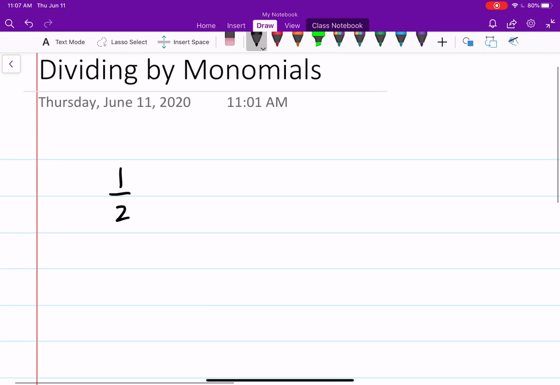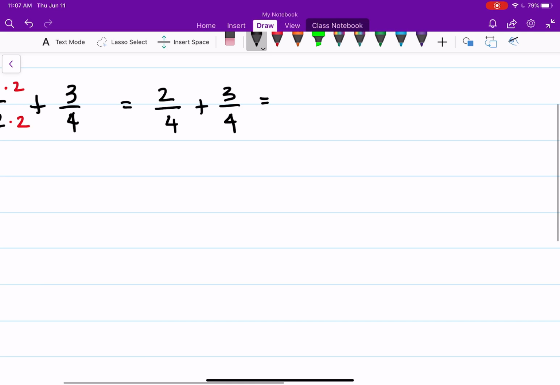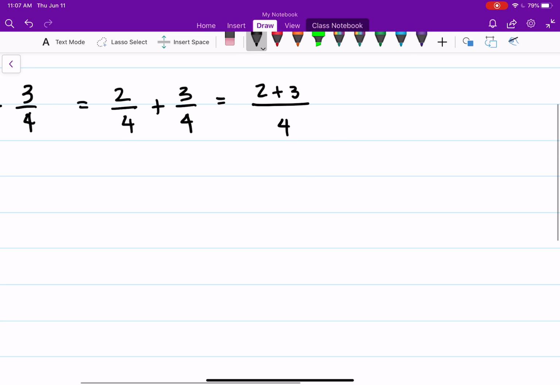We did 1/2 plus 3/4, right? The first thing you said was, well, we need common denominators. The common denominator is 4, so we multiply this 2 by 2, and since we did it to the denominator, we do it to the numerator. So now I have 2/4 plus 3/4. And you said, okay, I keep the bottom, and I add or subtract the top. I'll just do this as an intermediate step before you got to the 5/4.